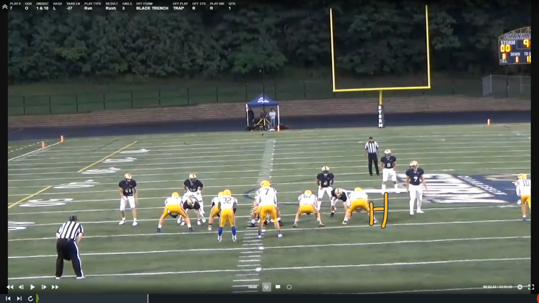Now let's say if we run it away from the H, okay, 4-4-4 or 3-3-3, take the path of least resistance, double team to backside backer, pull, kick out, wheel and seal.